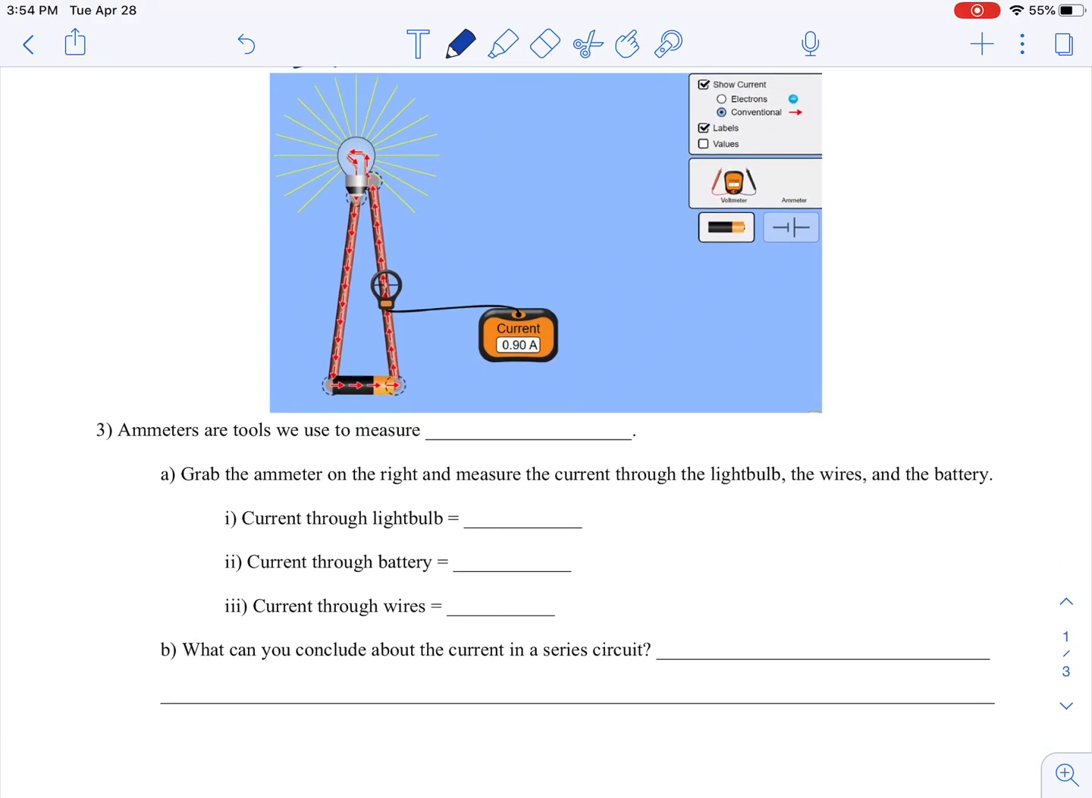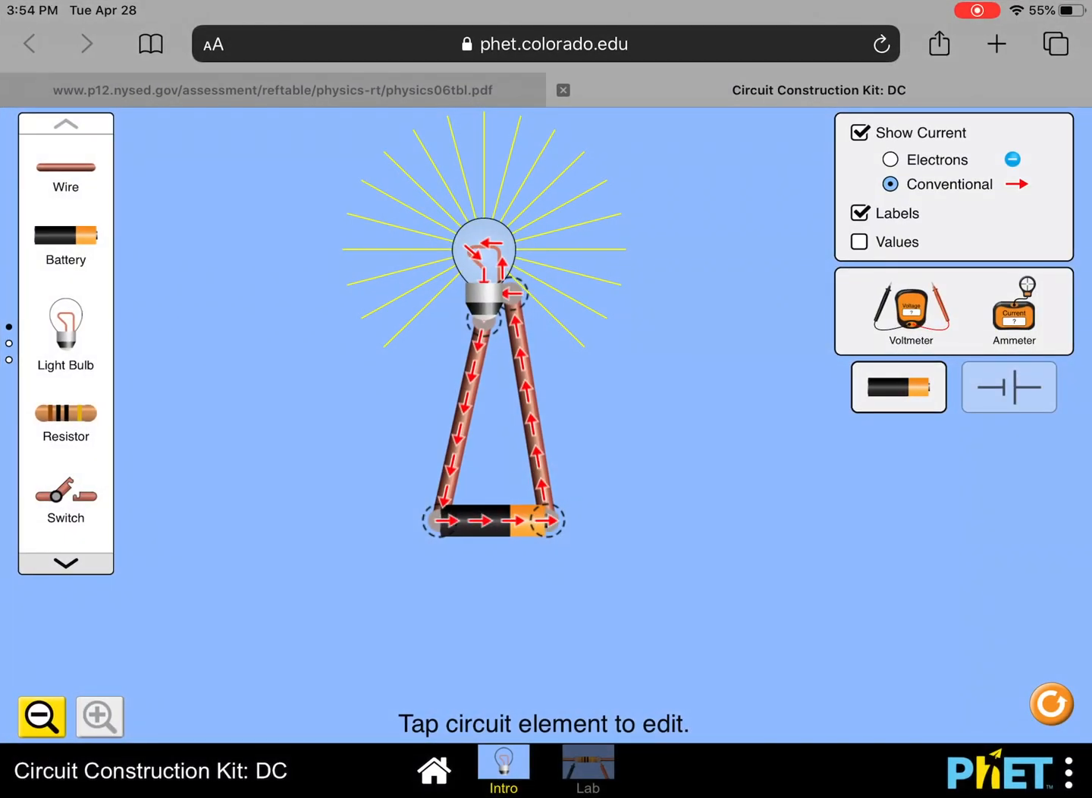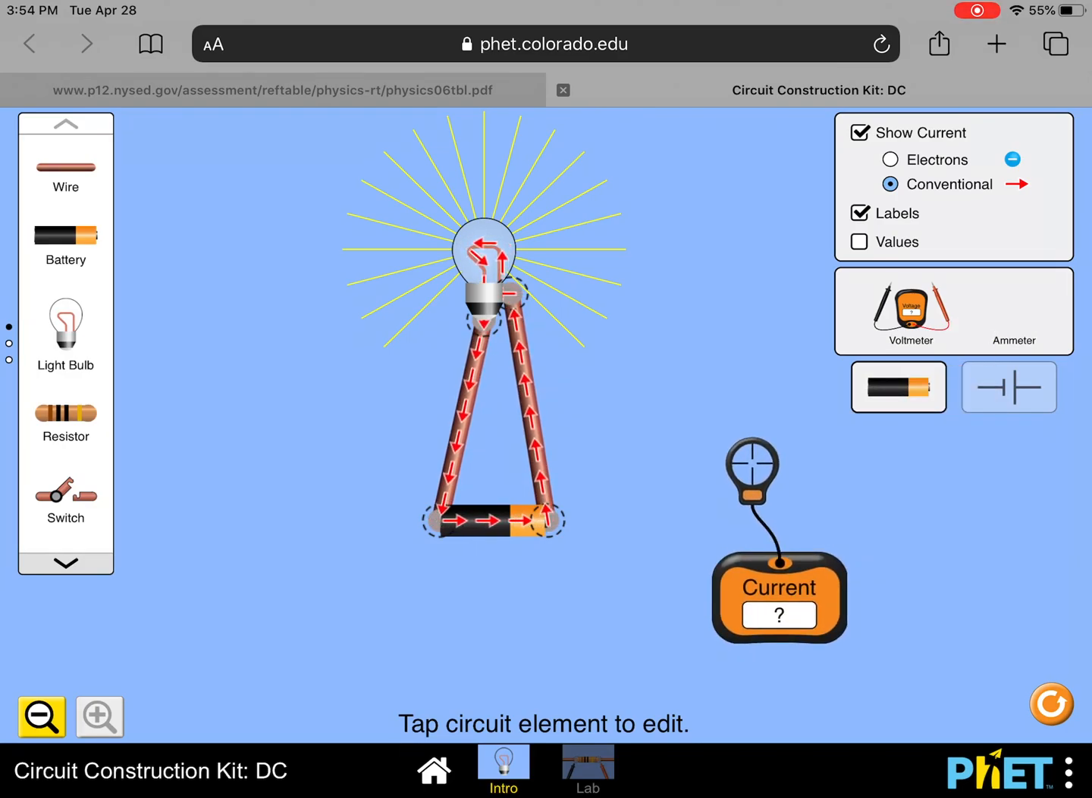Now, what we use to measure current is called an ammeter. I want you to grab the ammeter on the side and measure the current through the light bulb, the wires, and the battery. So let's do that. Here's my ammeter. Current through the light bulb, 0.9 amps. Through the battery, 0.9 amps. Through the wires, 0.9 amps. So it's 0.9 amps everywhere.